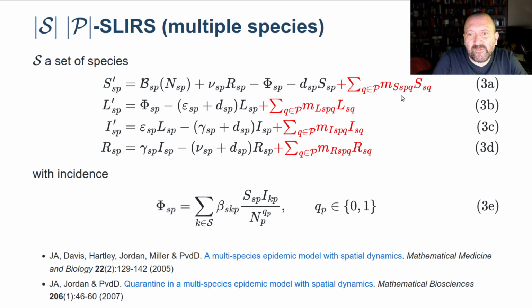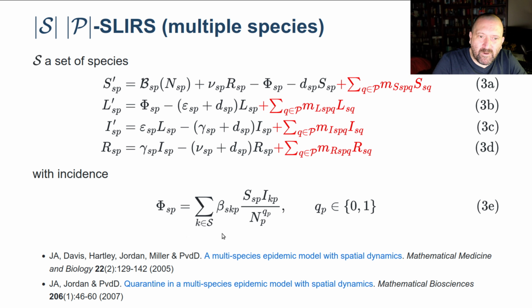The movement this time takes movement of susceptibles, for example, from species S from patch Q to patch P. Okay, movement of latent from species S from patch Q to patch P, and so on and so forth. So there's now 4 indices potentially in my movement terms. But apart from that, the idea is the same. And remember, I said contact can only happen within the patch, and this is what we see here. So my incidence function for species S in patch P is a sum over all species present in patch P. Okay, I'm not looking at other patches.